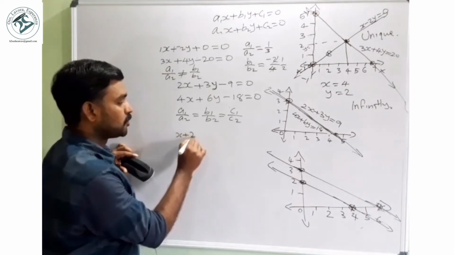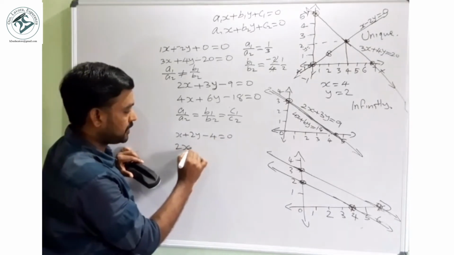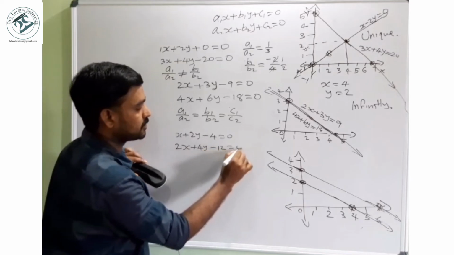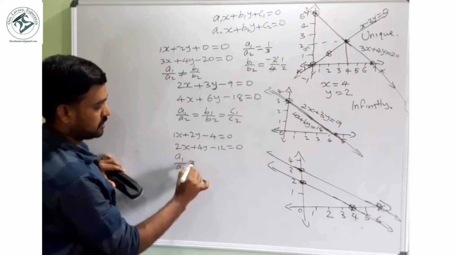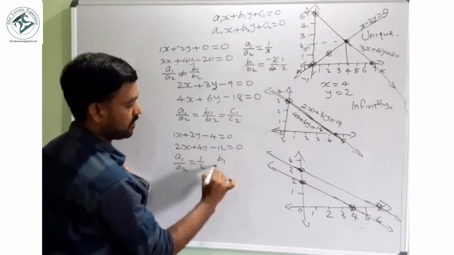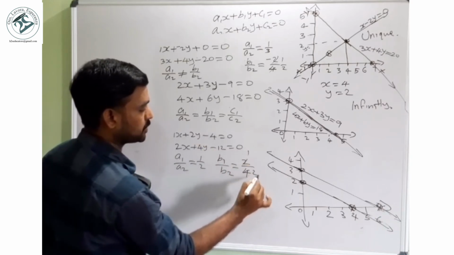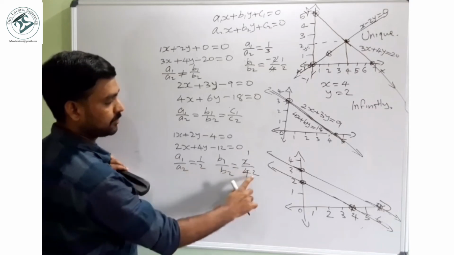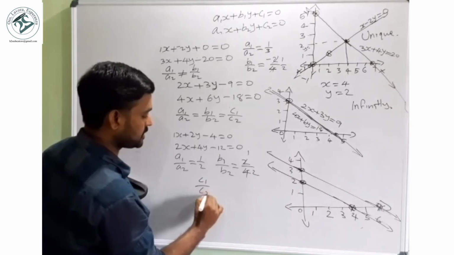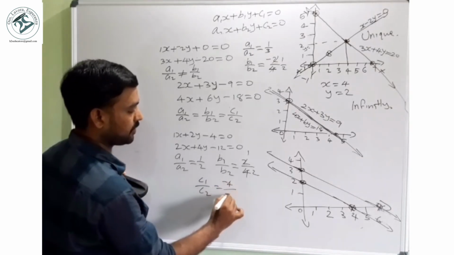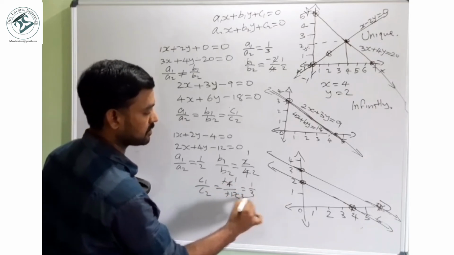x plus 2y minus 4 is equal to 0 and 2x plus 4y minus 12 is equal to 0. Here a1 means 1. So a1 by a2 is 1 by 2. b1 by b2 is equal to 2 by 4. With cancellation we get 1 by 2. So you look, a1 by a2 answer and b1 by b2 answer are the same. So we have to check c1 by c2 also. So c1 by c2 is equal to minus 4 divided by minus 12. The minus signs cancel, here 1, here 3, but it is different.